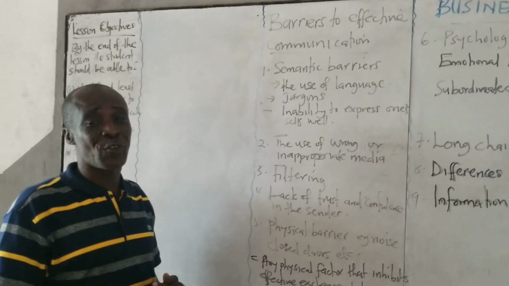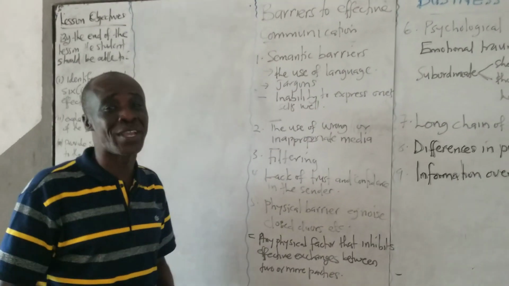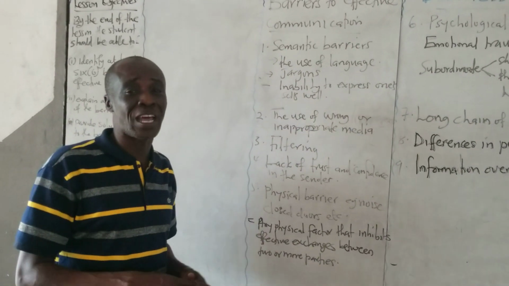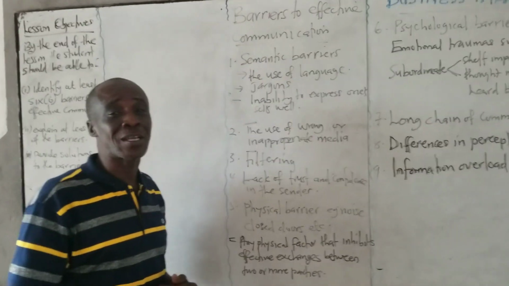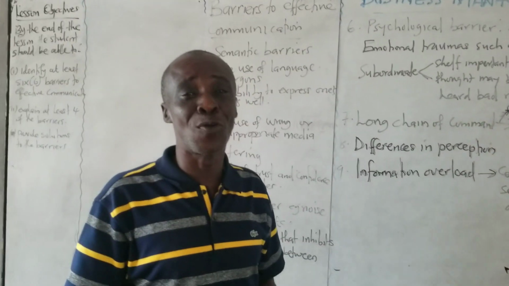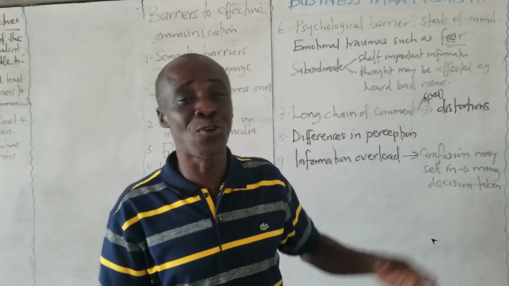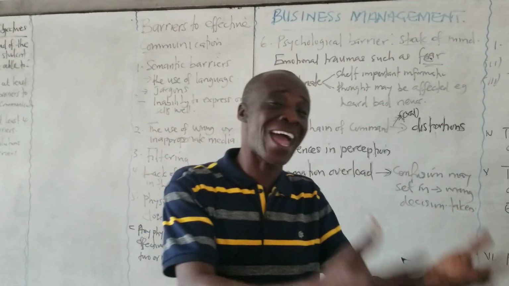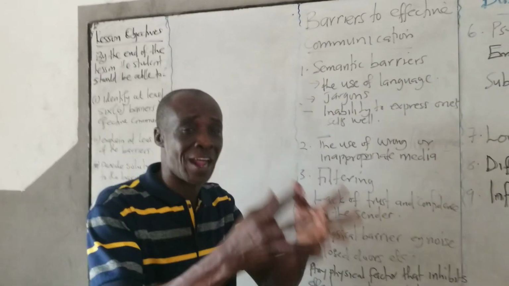The second one, so simple, is the use of wrong or inappropriate medium or media. Remember, media, we are looking at plural. If it is medium, then one. So if you use the wrong communication medium, then you will not be able to achieve the results you want. For example, we have already learned that if you want to resolve conflict, then the right medium you should use is the oral.